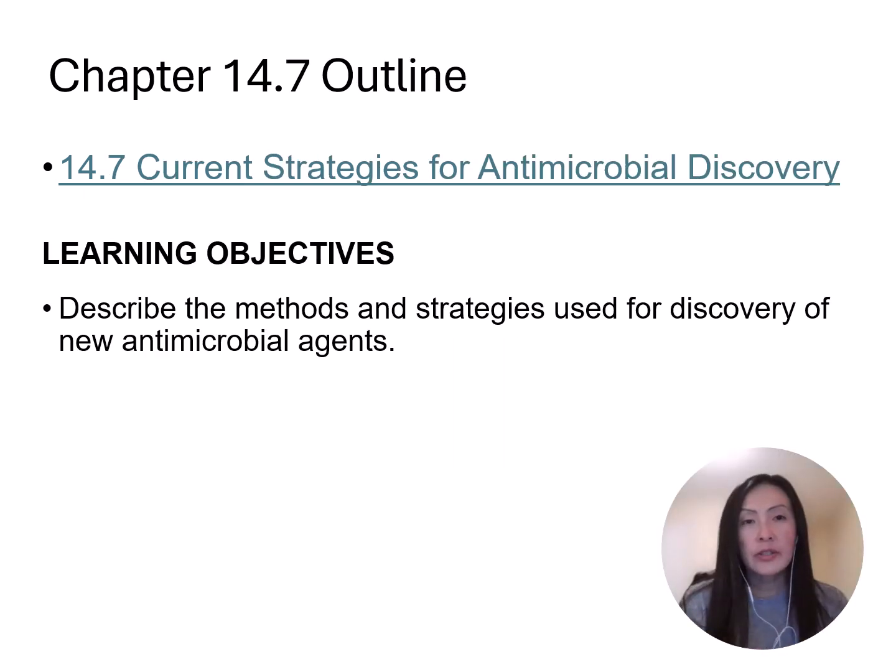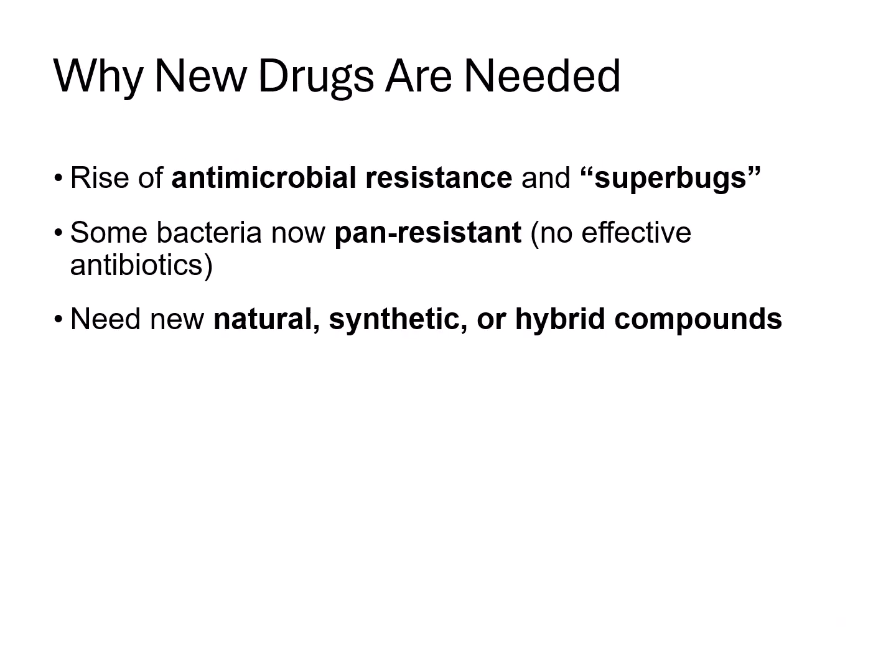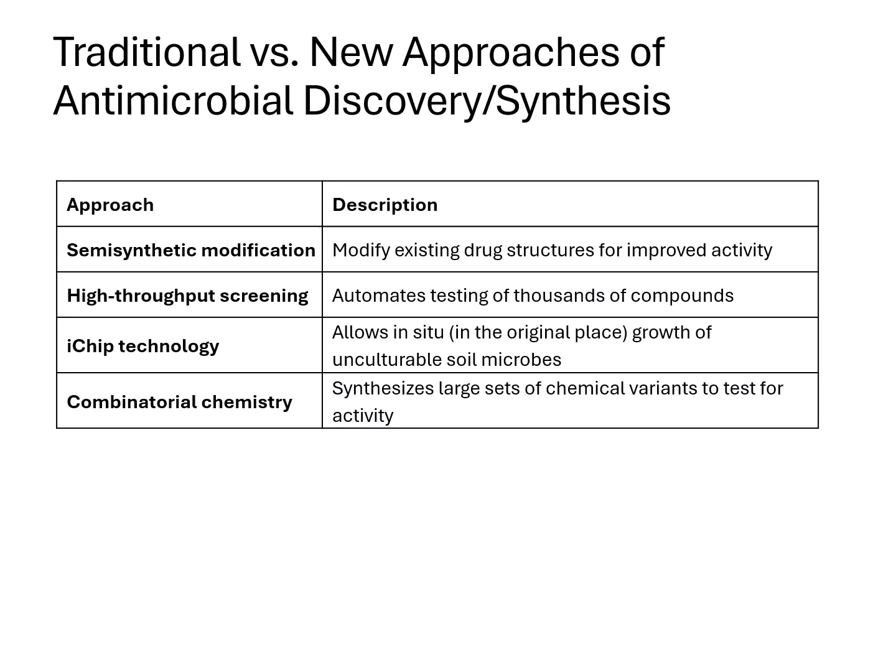In our last section, 14.7, we're going to look at strategies for discovering new antimicrobial drugs. So because of rising antimicrobial resistance and our superbugs, some pathogens are even now pan-resistant, which means there are no effective antibiotics. We really need to find new drugs, either new natural drugs, man-made, or hybrid compounds. So scientists are exploring both traditional and more modern discovery methods.